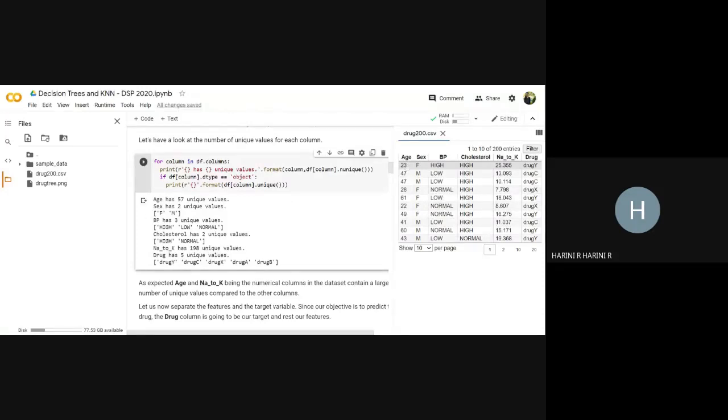But if you take the sex column, it has 2 unique values. So we get the female label and the male label. And for BP, we have 3: high, low, normal. For cholesterol also, we have 2: high and normal. And for the sodium to potassium, again, we have different floating point numbers for different patients, so that's not really a category kind which we have here. And the drug column, as we saw before, has 5 types: A, B, C, and X, Y.